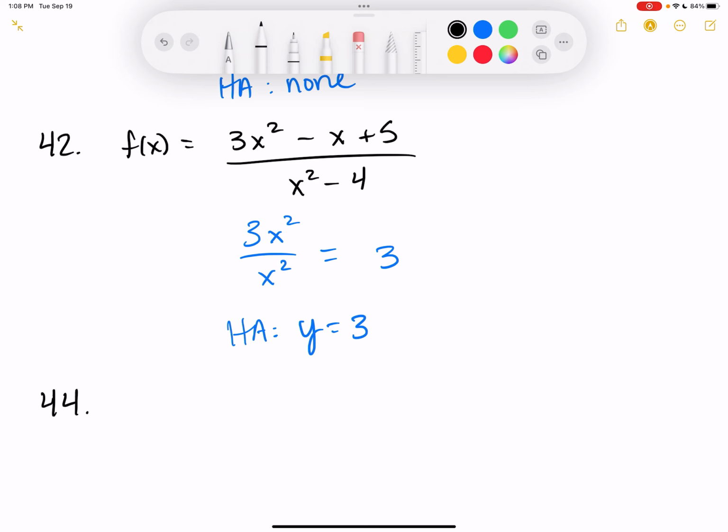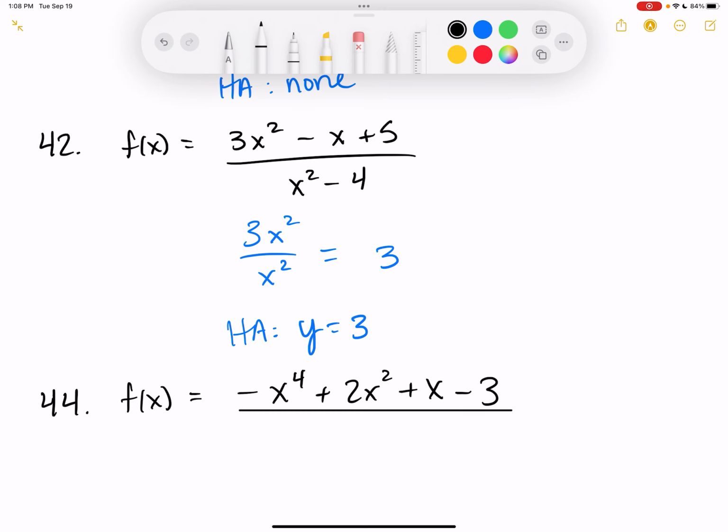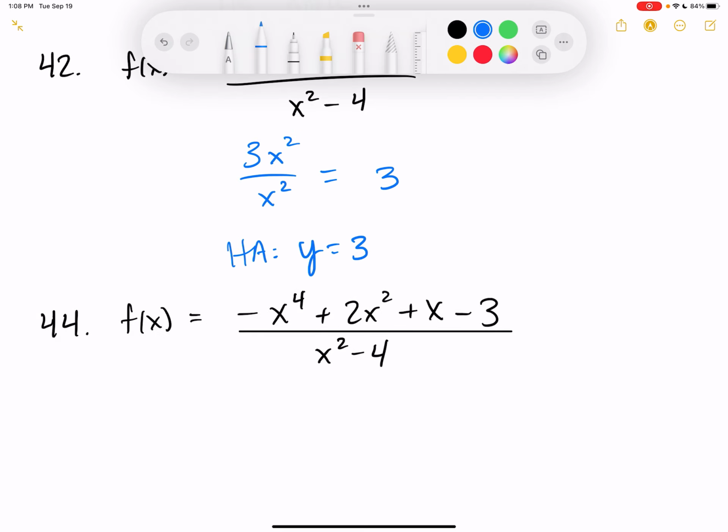Problem 44. f of x is equal to negative x to the 4th plus 2x squared plus x minus 3 over x squared minus 4. So what's the power function? Negative x to the 4th.